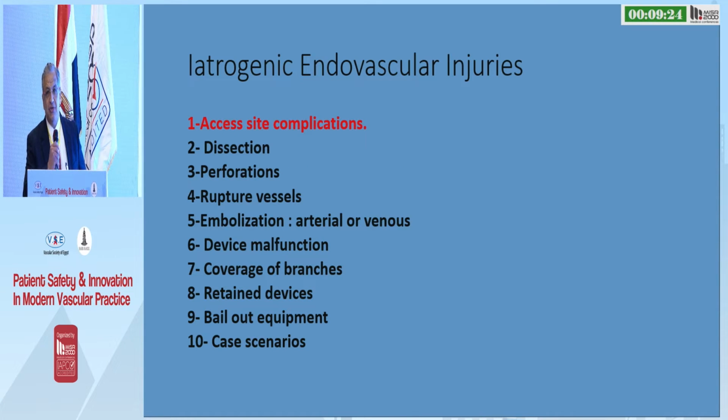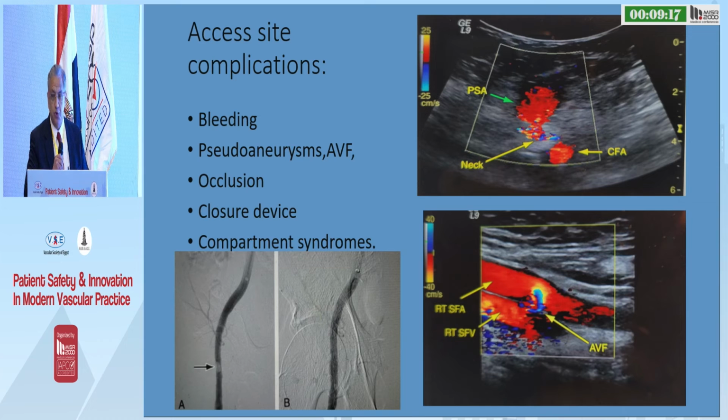Access site complications are the most common iatrogenic injuries, and I don't want this to consume most of the talk. But of course, bleeding, pseudoaneurysms, and AV fistulas are well tolerated. Pseudoaneurysms are treated by injection. Occlusions, occasionally closure device complications, and compartment syndrome occur with the new access from brachials or pedal access.